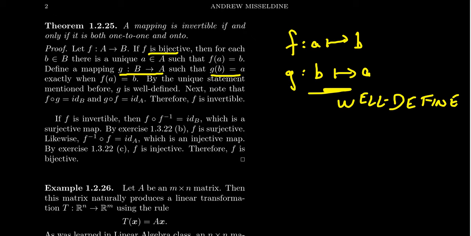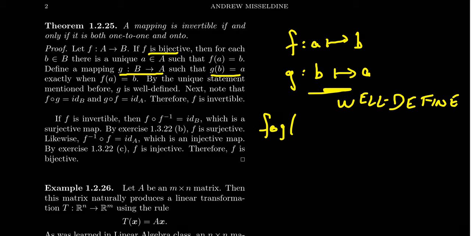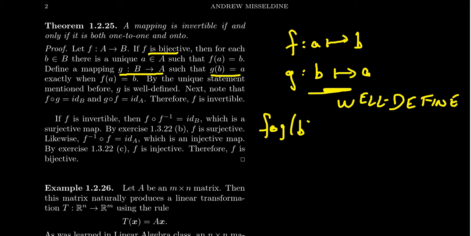Then one has to prove that when you compose these things, you get the identity. If you take f of g evaluated at b, the domain of g is B. So this is just f of g of b. Now g will map b to the unique element in A that maps to b via f. So we get f of a. Now, by construction, a is the element which, if you plug it into f, is going to give back b.